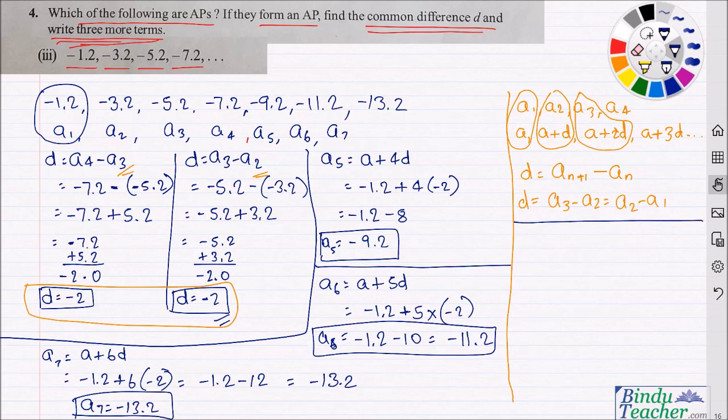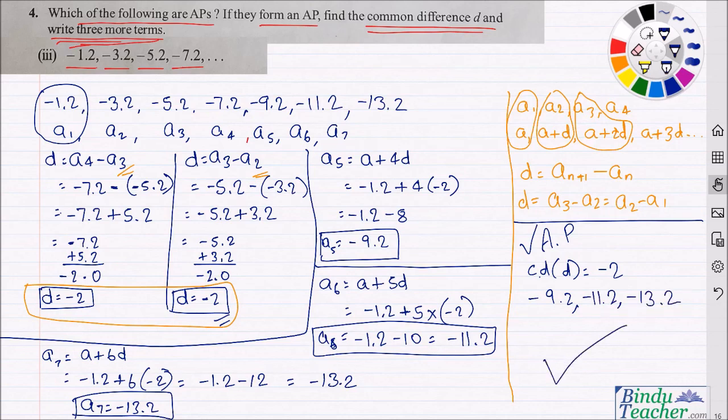Okay, so with this we can say that yes, this list of numbers form an arithmetic progression where the common difference D is equal to minus 2, and the three more terms are minus 9.2, minus 11.2 and minus 13.2.